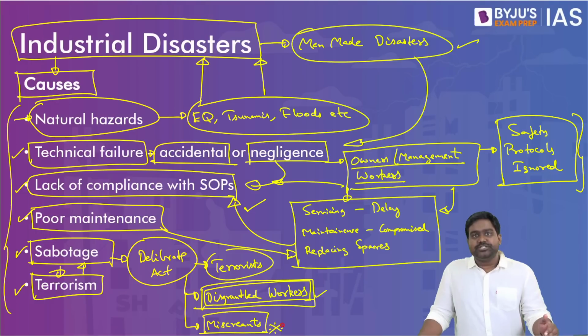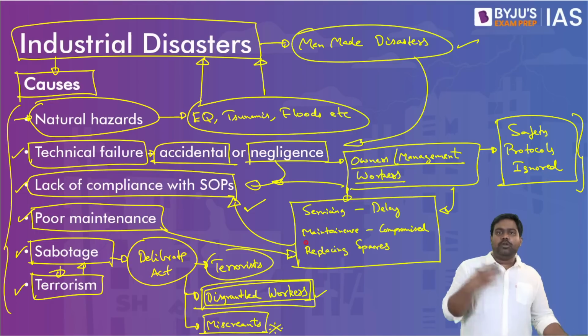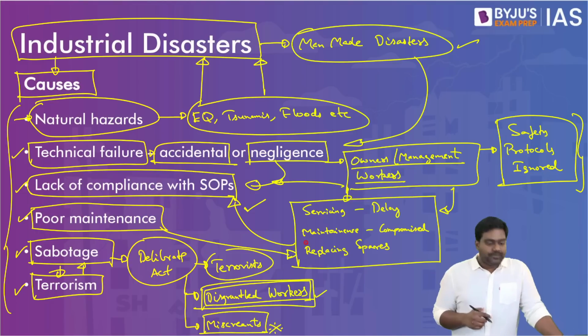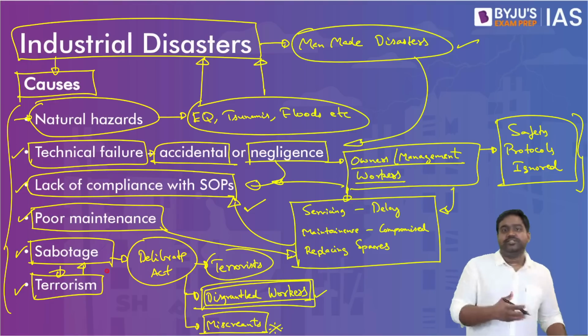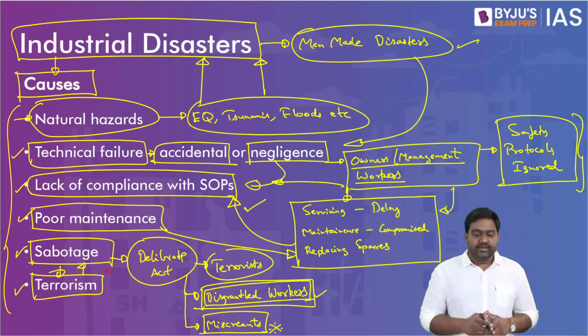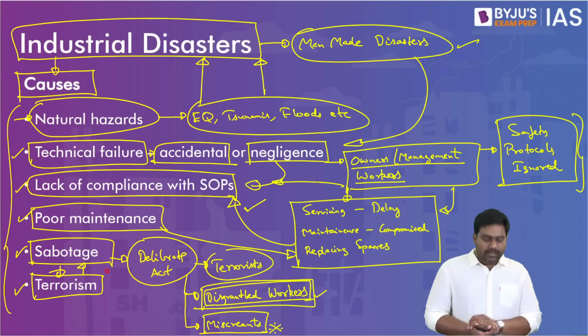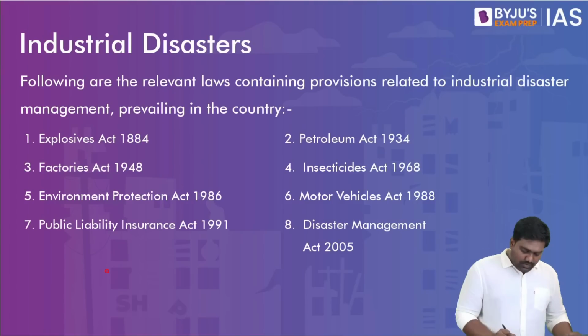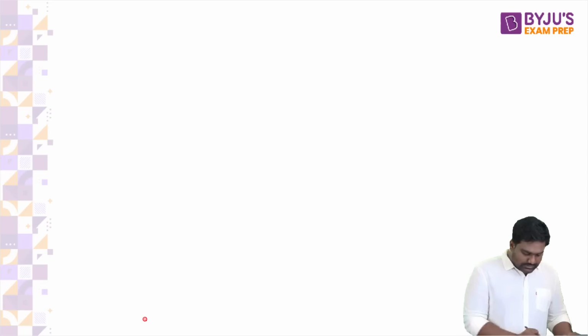There are natural causes. All the natural disasters can cause industrial accidents. There could be a genuine accident due to technical failure or due to negligence by the workers, owners, or management, where there is poor maintenance, where they have ignored safety protocols, not carried out servicing, and not replaced spare parts, or due to sabotage because of terrorism or through disgruntled workers or through miscreants. This is the primary cause for industrial disasters and accidents, which is a type of man-made disaster. Now, the question is, which industry is at the highest risk?